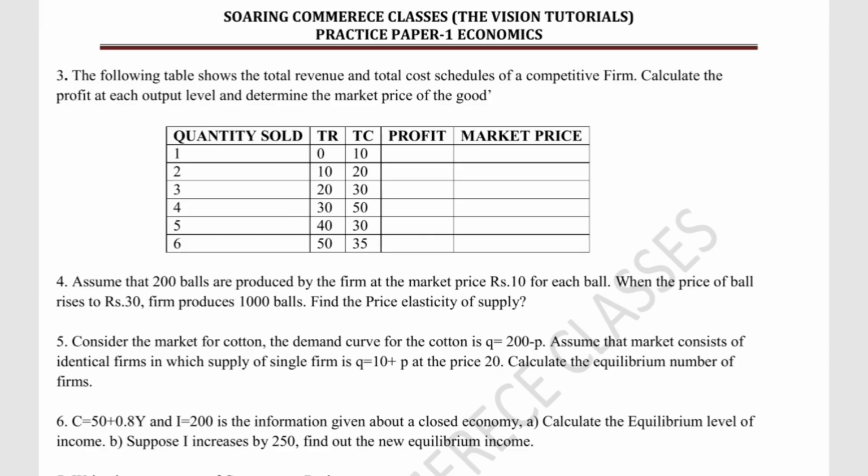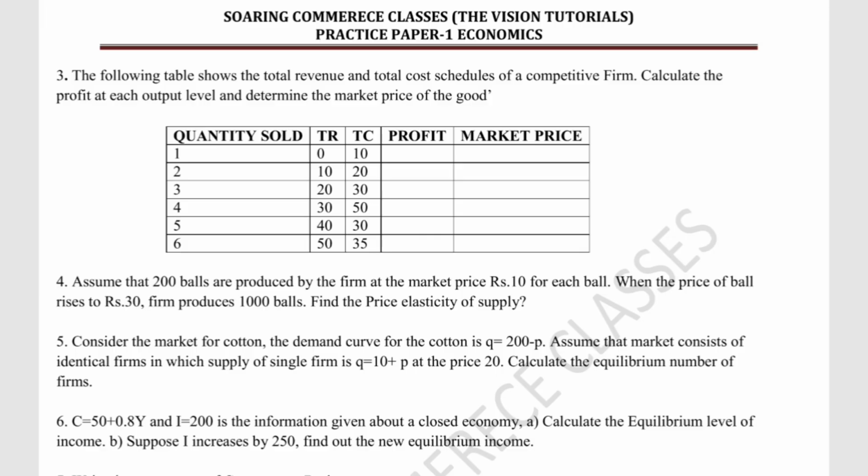They will give the quantity sold, TR, TC, profit and market price. Quantity sold they have given like 1, 2, 3, 4, 5, 6. TR they have given like 0, 10, 20, 30, 40, 50. TC they have given like 10, 20, 30, 50, 30, 35. We need to calculate profit and market price.